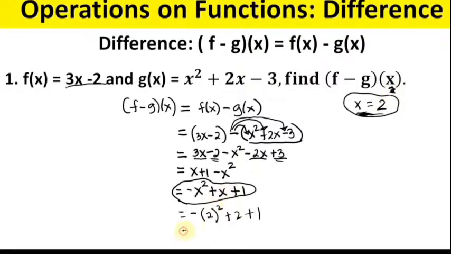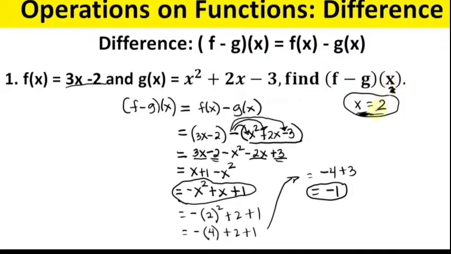So it becomes negative times 2 raised to 2, that is 4, plus 2 plus 1. Next, negative times 4, that is negative 4, plus 3. So the answer is negative 1 if the value of x is positive 2. Okay. Next, but if x has no value, the final answer is negative x squared plus x plus 1.